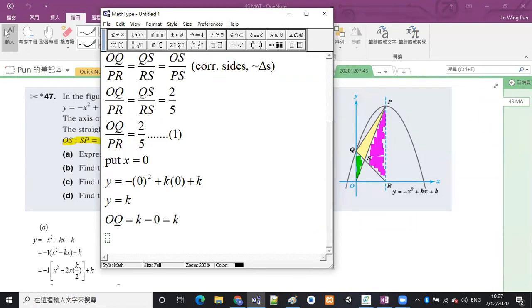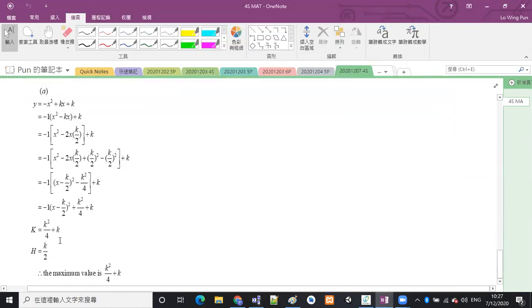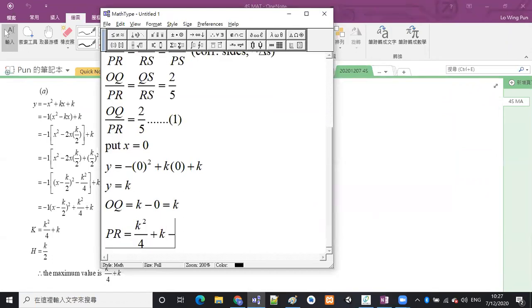Okay, and then how about PR? Because we have found that the y coordinate of R is k squared over 4 plus k. So PR will be just k squared over 4 plus k minus 0. That is just k squared over 4 plus k.